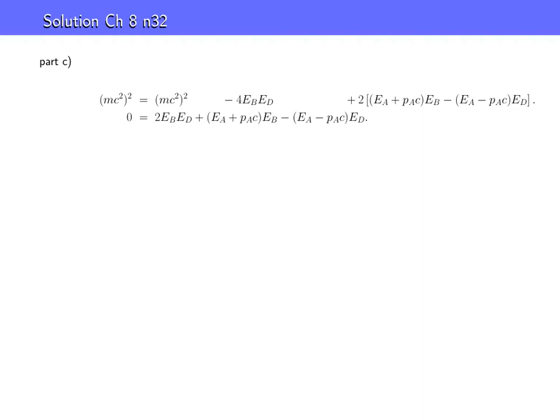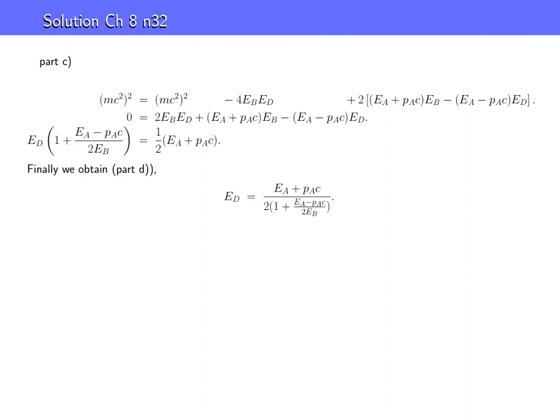So now we want to isolate ED because that's what we're interested in. So I'll pull those terms to the other side, like that, and did a little bit of algebra there, and let's solve for ED, and this is what we get. So this is what we have.